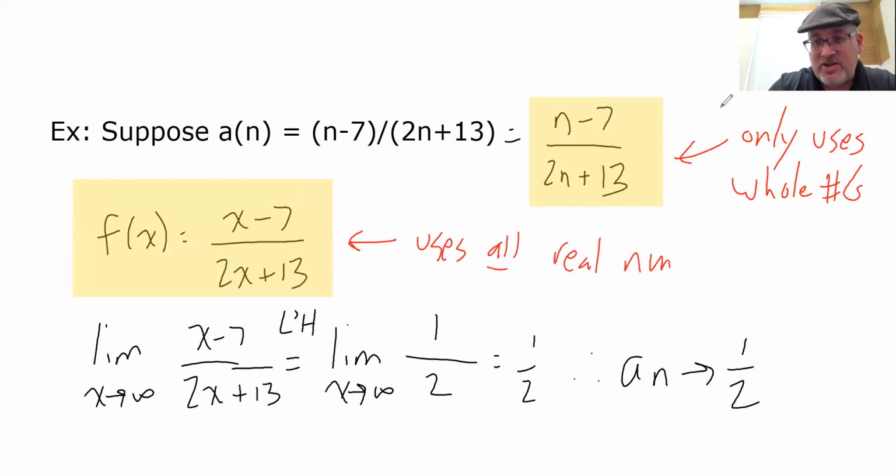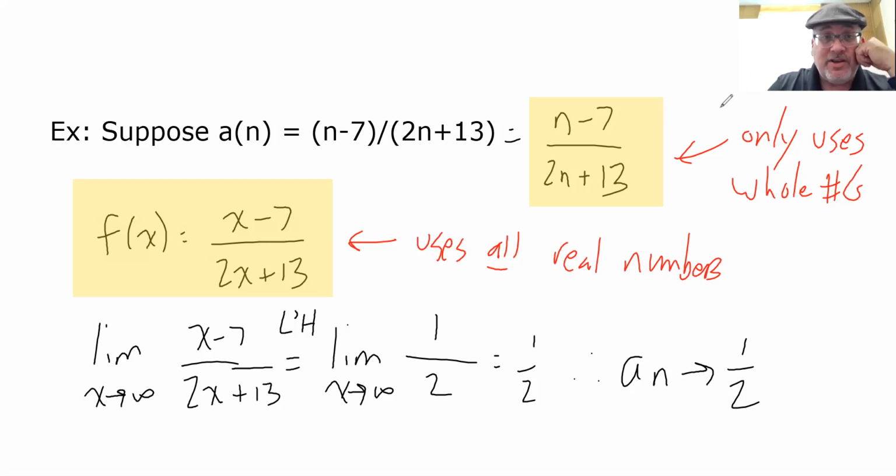I guess instead of saying uses, we could talk about domain. But all the theorem says is if your function does something for every single number, then it's got to do the same thing for the integers out of that. But it doesn't work backwards.